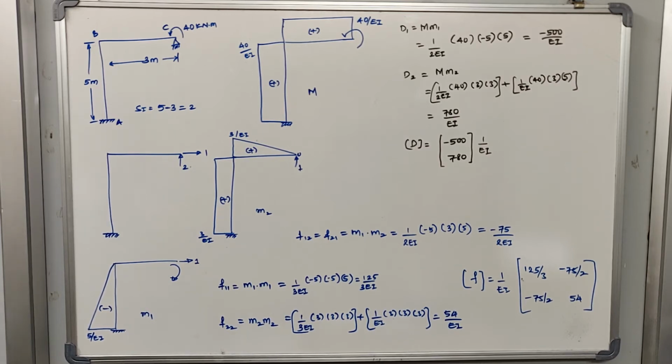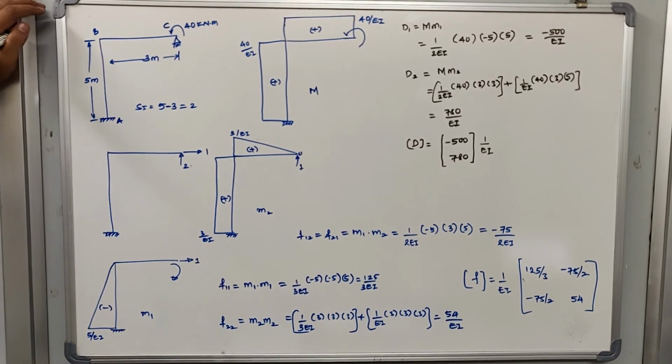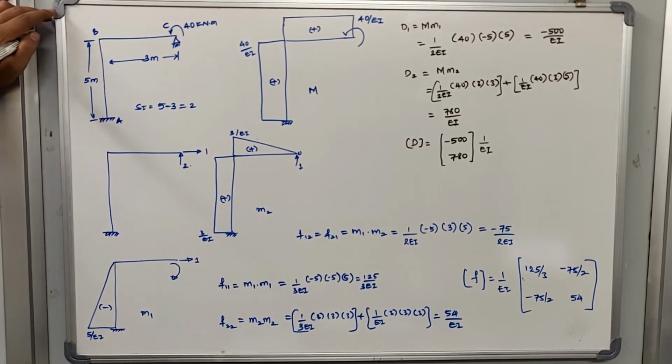Whenever you want to find out the translation or rotation, what you do is multiply the diagrams of the external load with the diagrams of the unit load applied at the point where you want to determine the translations. Okay, I hope there is no doubt.